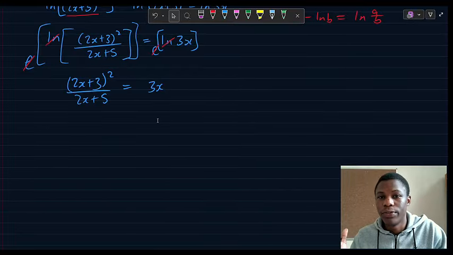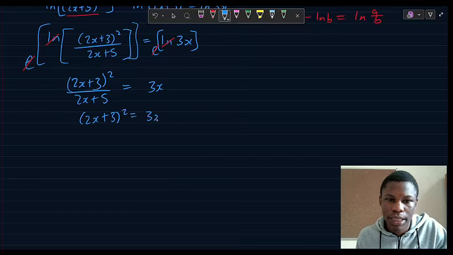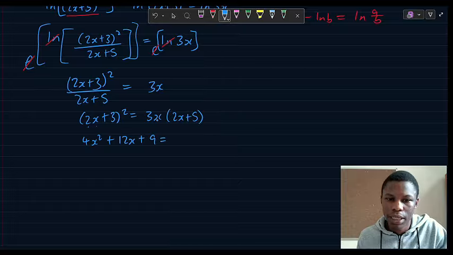Now we can just get rid of the denominator by multiplying through by 2x plus 5. So I've got (2x plus 3) squared is equal to 3x times (2x plus 5). And let's expand. So square the 2x, that's square the 2, then square the x, so 4x squared. Then 2 times 2x times 3, so that's 12x, plus square the 3, that's 9, is equal to 3x times 2x, that's 6x squared. 3x times 5, that's 15x.